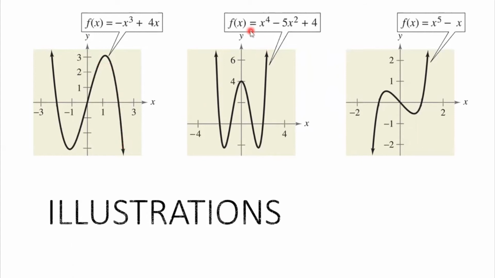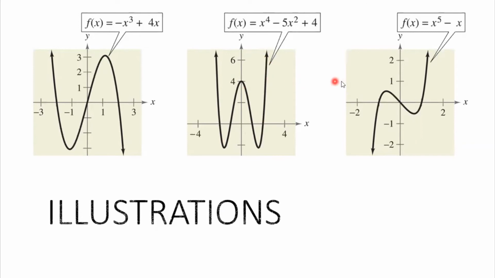How about this one? f of x is equal to x raised to 4 minus 5x squared plus 4. The degree is 4, which is even. So we expect that the graph looks like x squared, right? So it starts from here and it ends here.